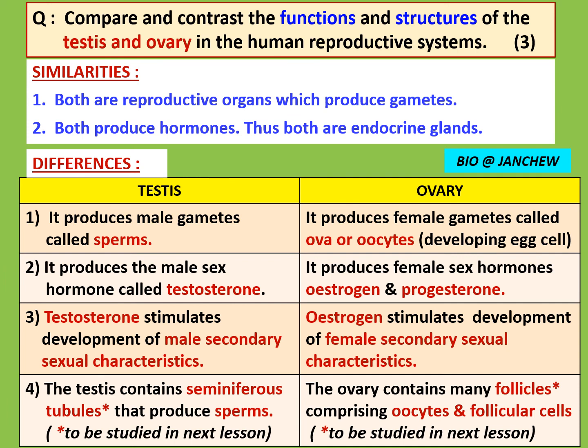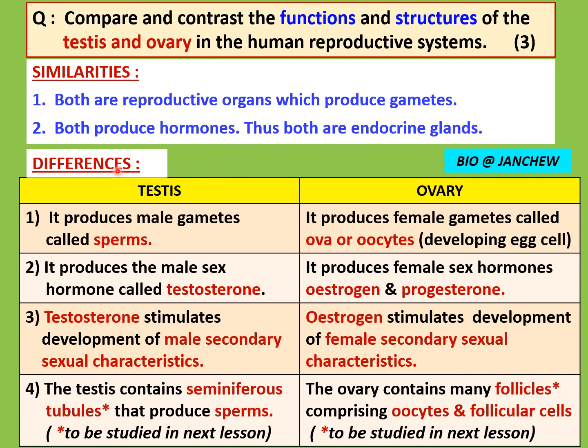Let us now discuss a new hot question. Compare and contrast the functions and structures of the testis and ovary in the human reproductive systems. So here we're going to compare the male gonad or reproductive organ, that is the testis, with the female gonad or the female reproductive organ, that is the ovary. Now, there are two similarities here based on their functions. Both the testis and ovary are reproductive organs or gonads, which produce gametes. Second function, both produce the sex hormones, and thus both are endocrine glands, because endocrine glands secrete hormones.